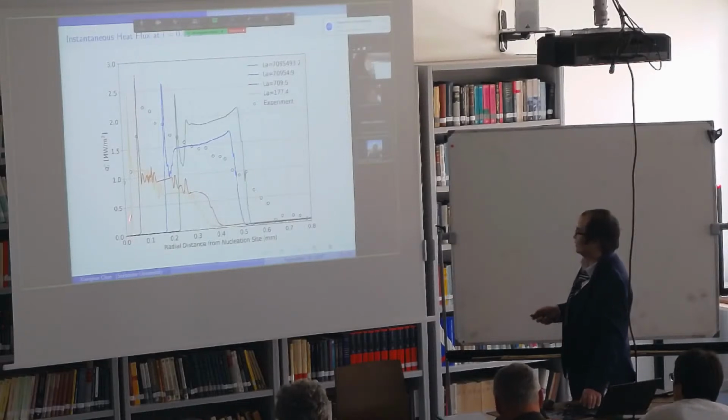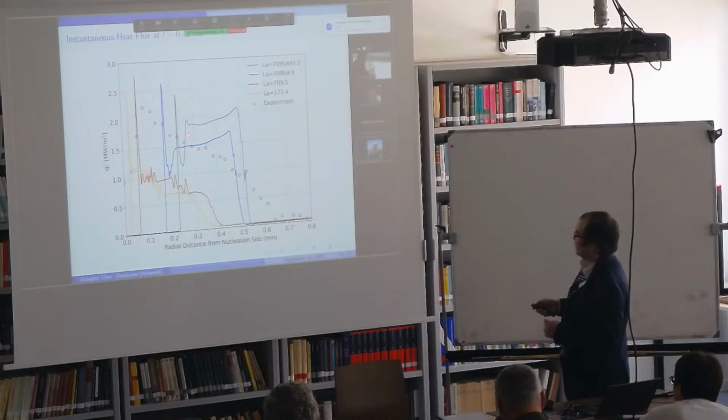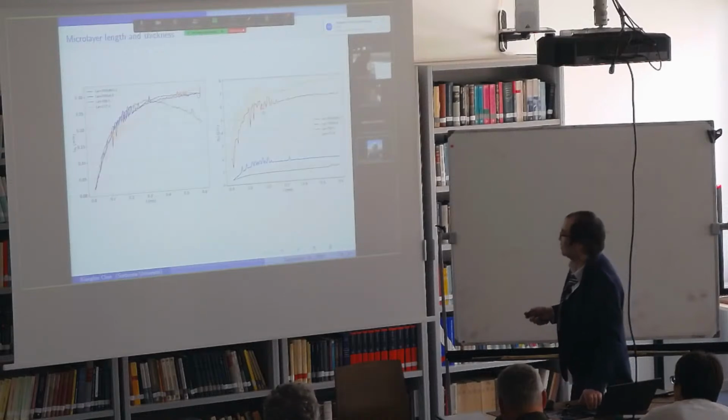And this is the instantaneous heat flux along the solid surface, and the green one is with higher Laplace number. You see the length of the microlayer is bigger, which is the experience from the first case. But because the thickness is smaller, the heat flux will be different. And this is the thickness and the length of the microlayer.